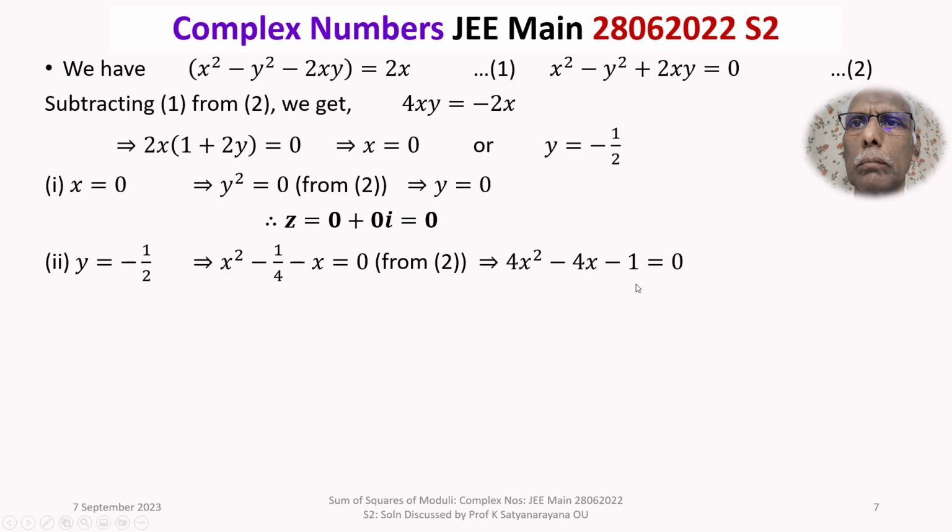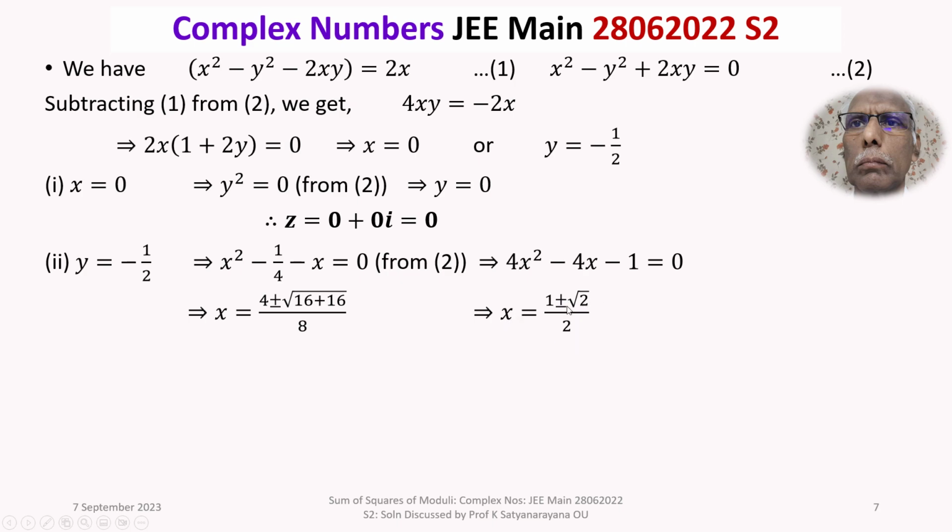So you are putting it in the second equation and clearing the LCM. That means take the LCM throughout, then you will get a quadratic equation, that is 4x square minus 4x minus 1 is equal to 0. A very familiar equation. So we will find the solution x is equal to minus b plus or minus the square root of b square minus 4ac by 2a, and that will give rise to x is equal to 1 plus or minus root 2 by 2.